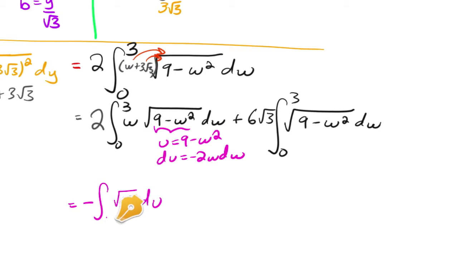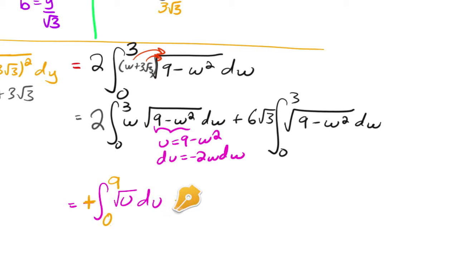And this is going to be from, so let's change the limits of integration on this one as well. When w is 0, u is 9. And when w is 3, u is 0. And then if you want them to be from small to big, you can just use the property, change this to a positive, and then flip the limits of integration. So that would work quite well.